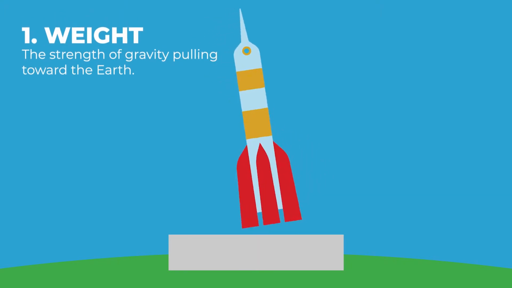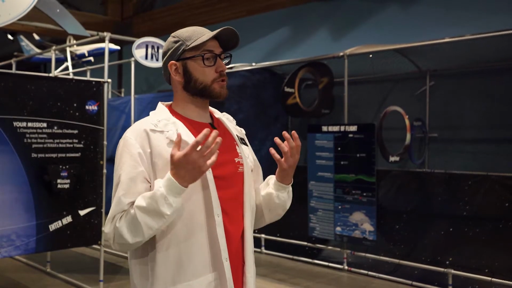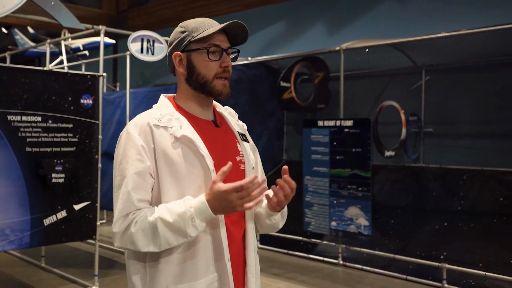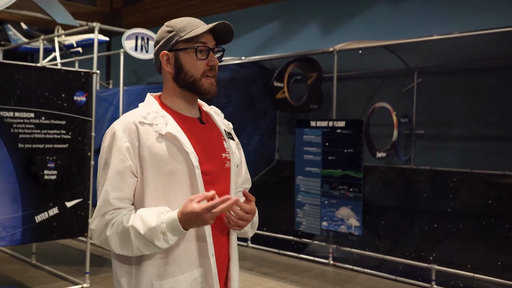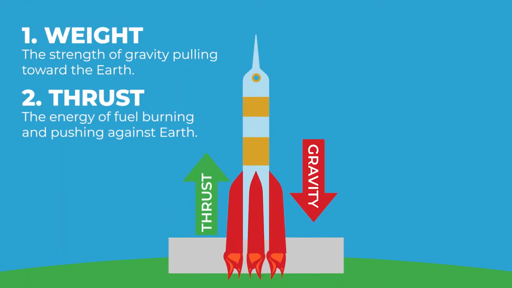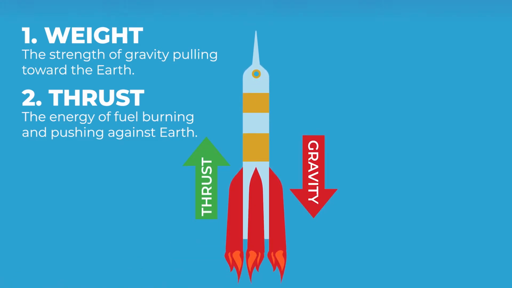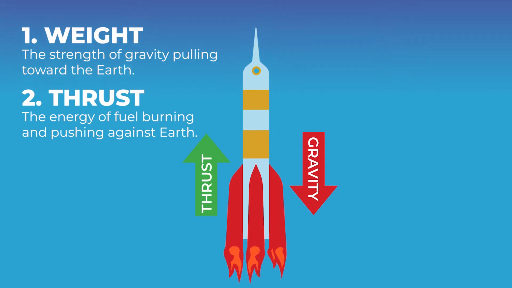The first force is the force of weight. That's the power of gravity pulling the weight of the rocket down towards the Earth. And that force increases the heavier the rocket is. The second force is thrust. Thrust is the force that is generated by the rocket's engines as they burn fuel to produce gas that pushes downward in order to lift the rocket up into space.